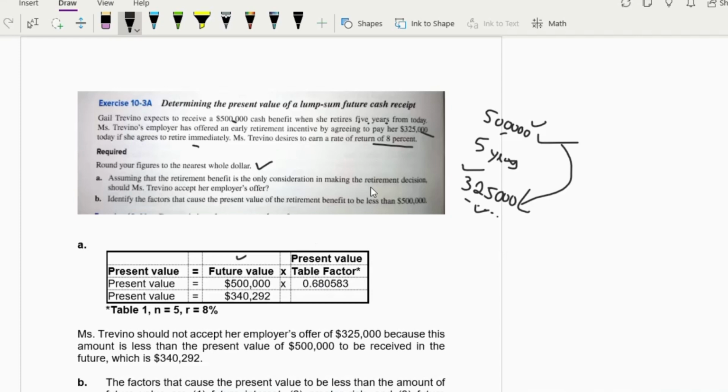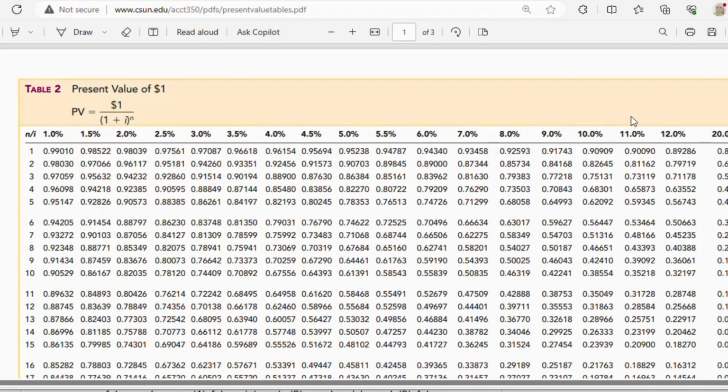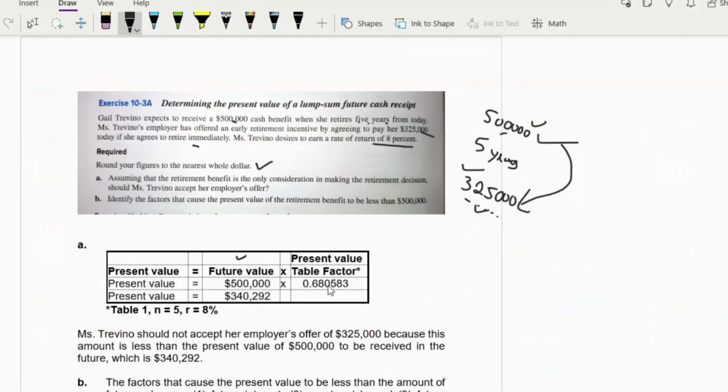The rate of interest is 8% and the life is 5 years. 8% for 5 years. Let's go to the table. This is 8% here and the 5 years is over here. So the interest factor is 0.68058. So let's use this 0.68058. Here they have used one more decimal place, but you can use the same factor.